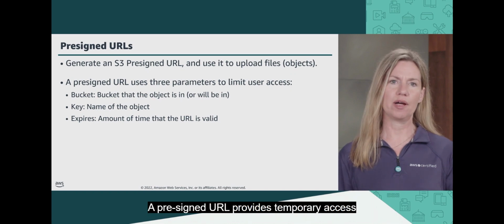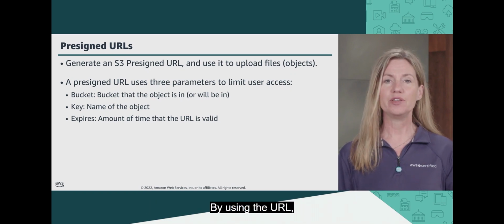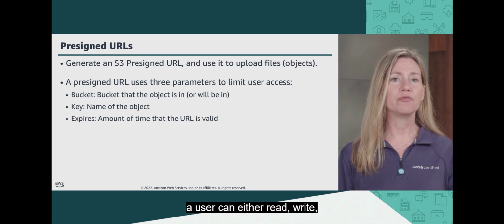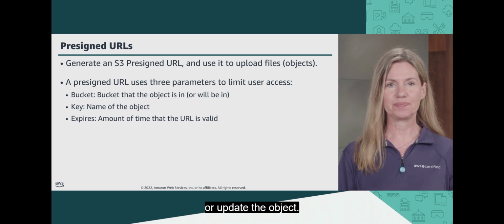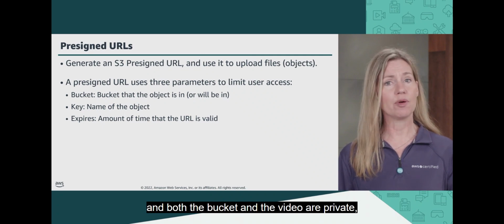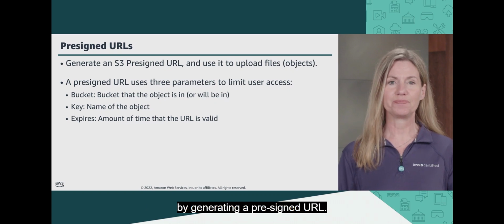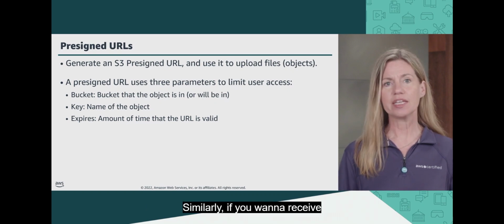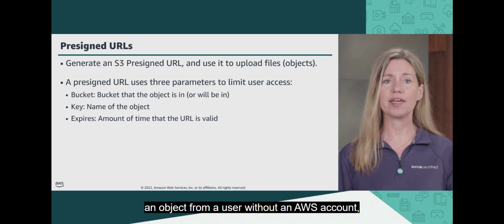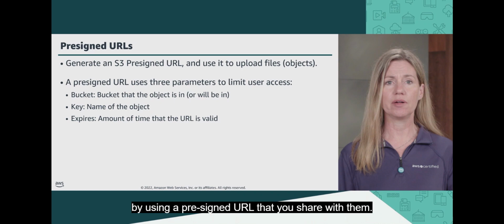A pre-signed URL provides temporary access to a specific S3 object. By using the URL, a user can either read, write, or update the object. For example, if you have a video in your bucket and both the bucket and the video are private, you can share the video with others by generating a pre-signed URL. Similarly, if you want to receive an object from a user without an AWS account, they can upload an object by using a pre-signed URL that you share with them.